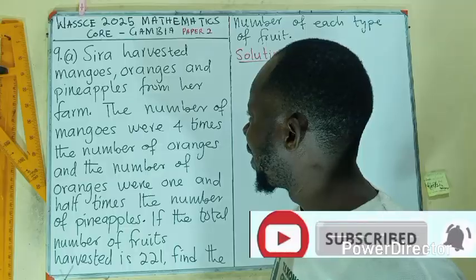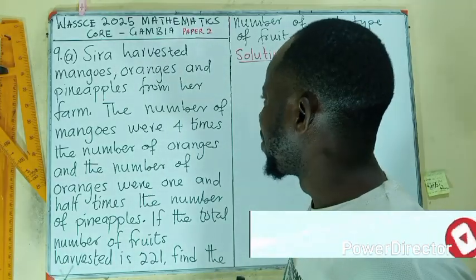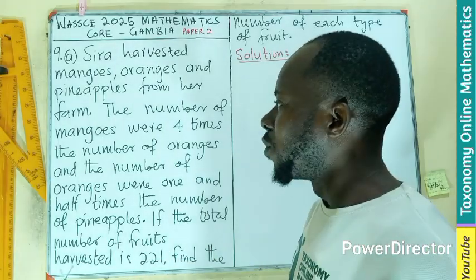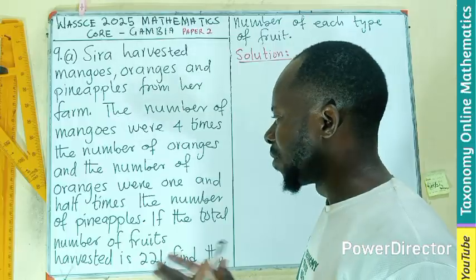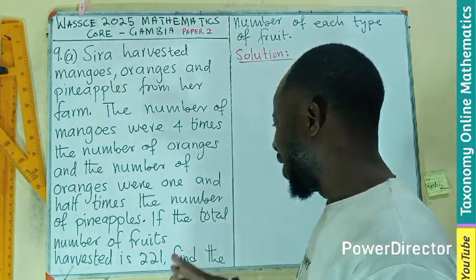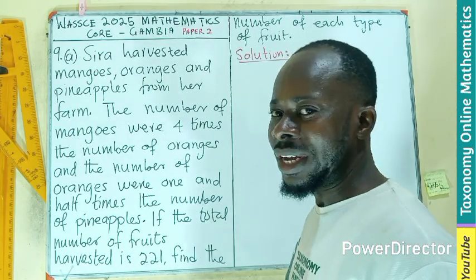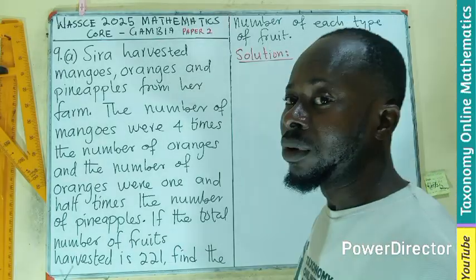So Sarah harvested mangoes, oranges, and pineapples from her farm. The number of mangoes were 4 times the number of oranges, and the number of oranges were 1.5 times the number of pineapples. If the total number of fruits harvested is 221, we have to find the number of each type of fruit.